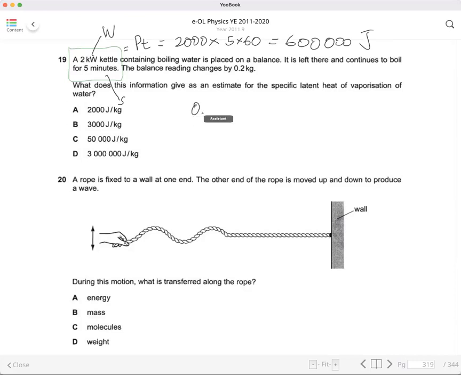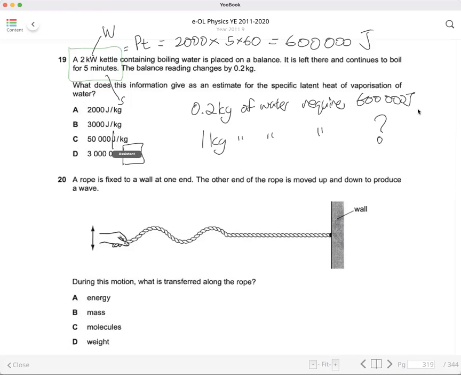I will not use a formula to explain this. So let me share with you. 0.2 kg of water requires 600,000 joule of energy to boil. Clear? How much energy do you need for 1 kg of water to boil? Why do I say that? Because you look at the unit, it is joule per kg. So it means how much energy you need to vaporize 1 kg of this water. So if 0.2 kg requires 600,000 joule, 1 kg requires how much?